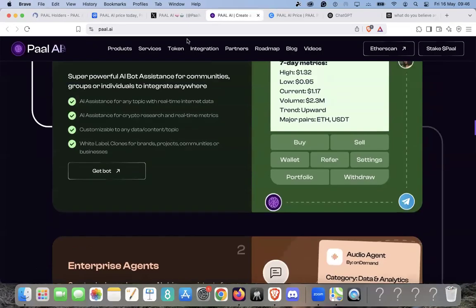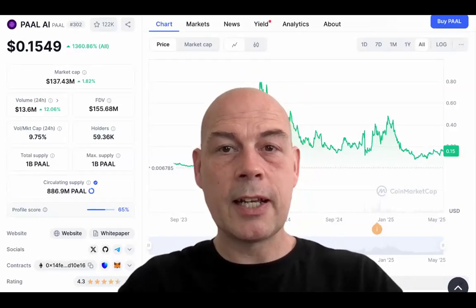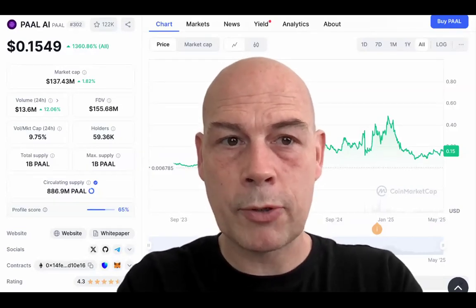So we've seen the website. We look at their X account. We see almost 100,000 followers, and that's not bad for a relatively small coin. So again, this is just very base level looking at a project.